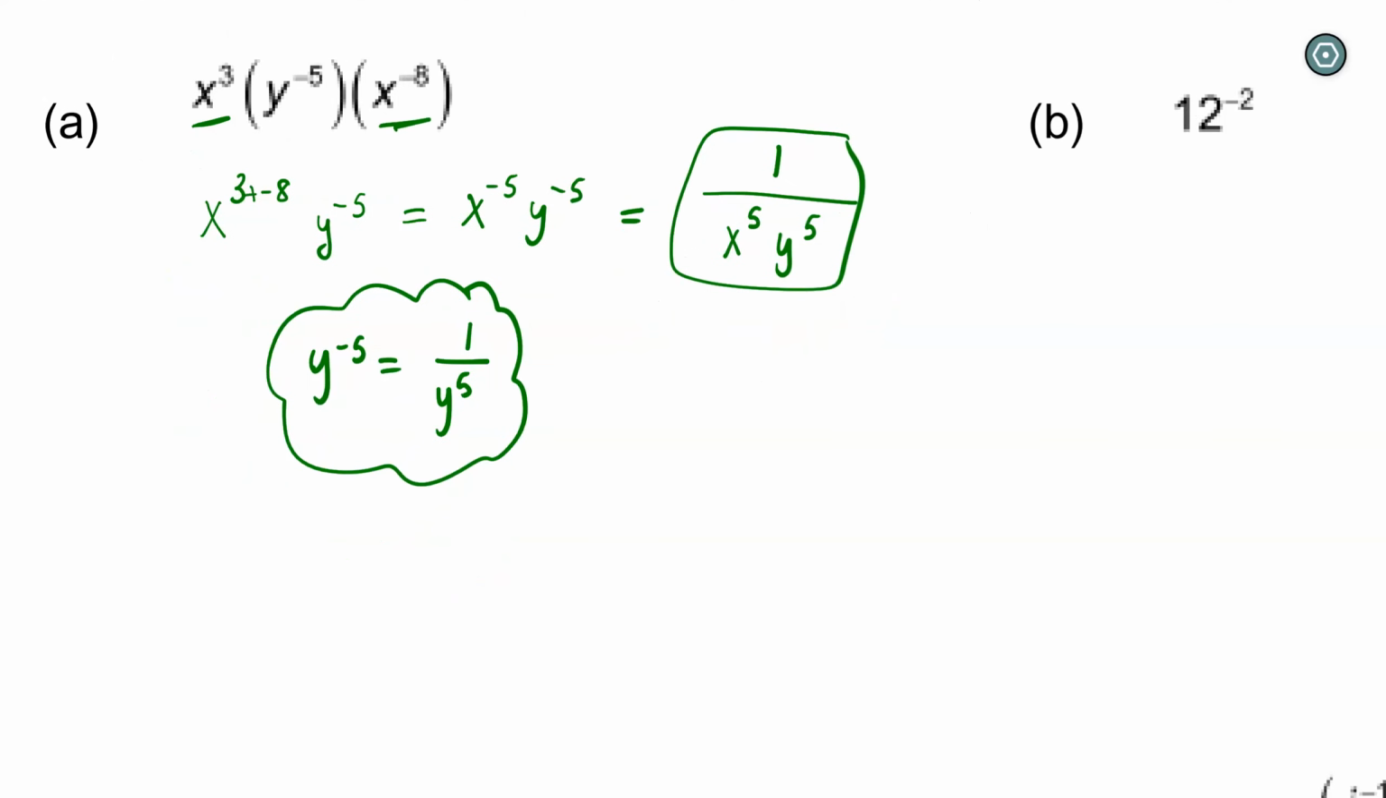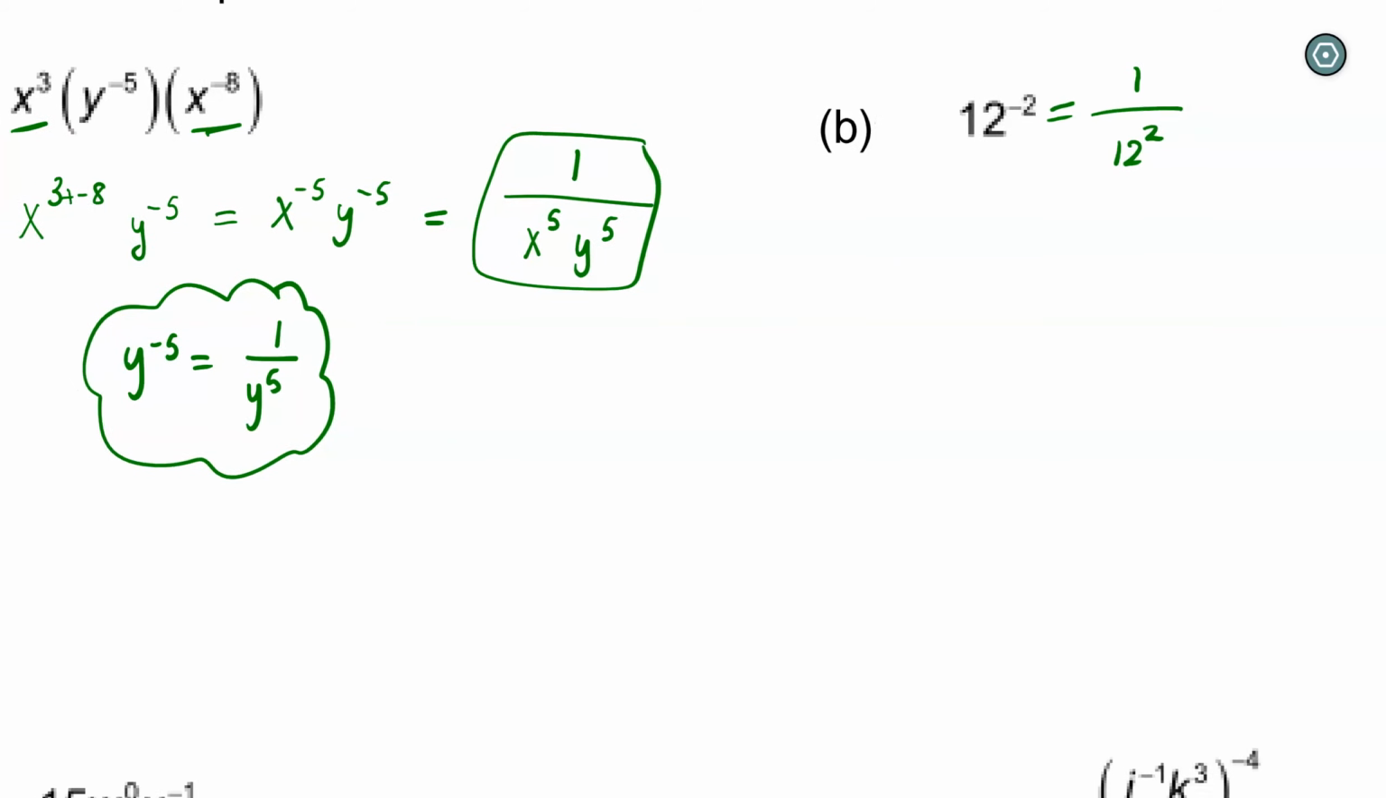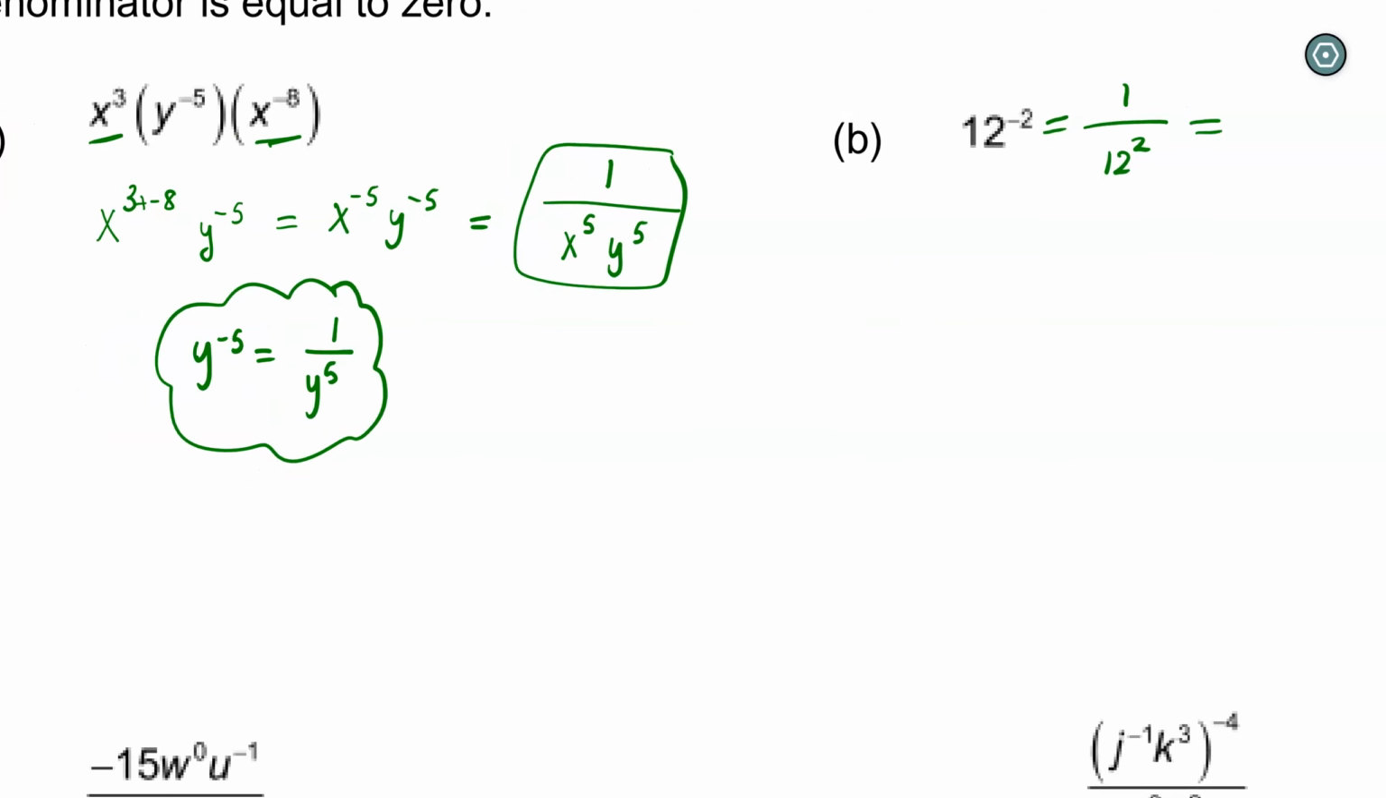I'm going to try to zoom out just a little bit. Okay, so that's weird. 12 to the negative 2. How do I get rid of the negative exponent? Move it to the other side. This is the same thing as 1 over 12 squared. And what is 12 squared? Yeah, so it's just 1 over 144.